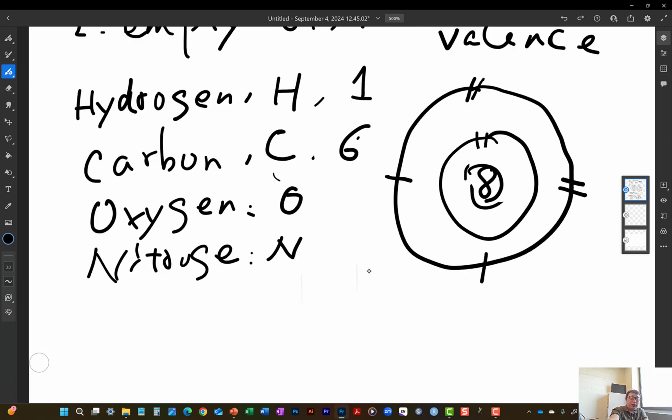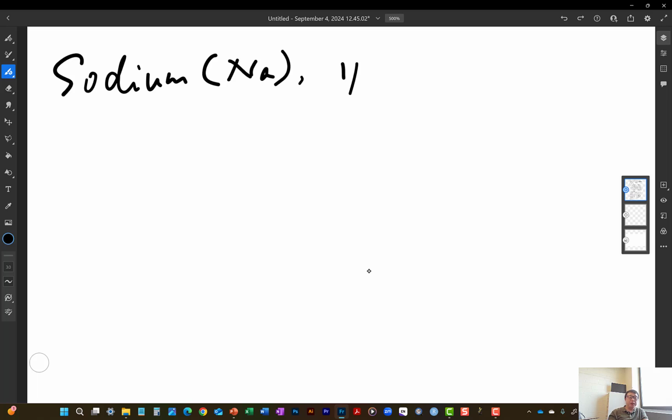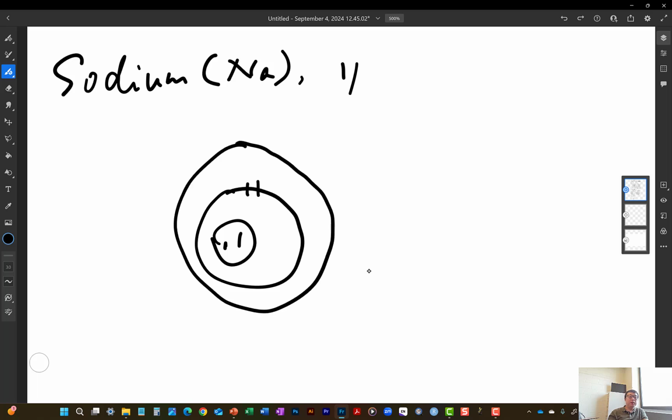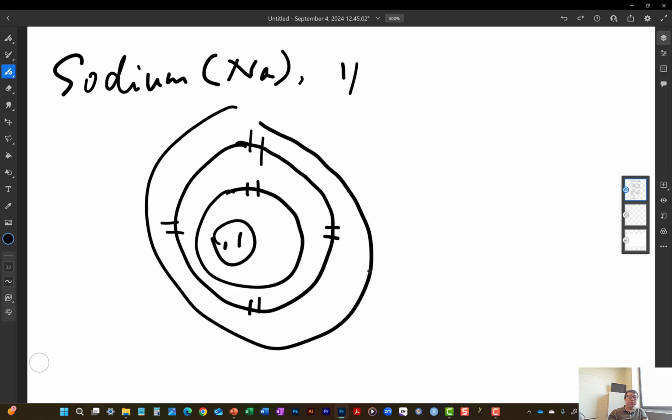And for some of those atoms, let's say another one, called sodium, or you say Na. Sodium has 11 protons in the center, so this is 11. And then there are 2 electrons in the first shell, and then another 8 in the second shell. Now we have a total of 10. Lastly, there's 1 electron in shell 3.